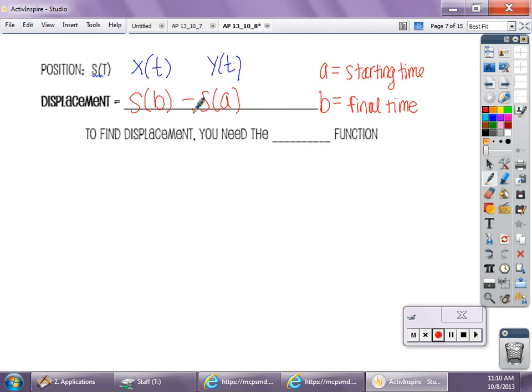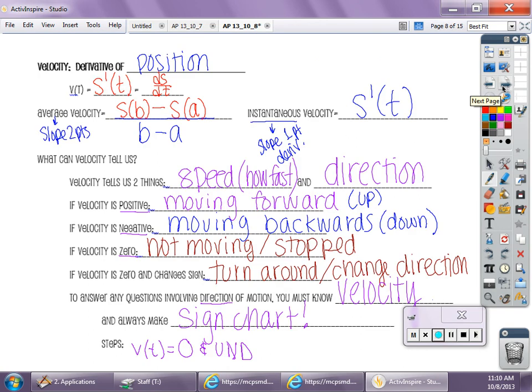To find the displacement, which function are we going to use? The position. Because we're going to start talking about a lot of functions today. All right? So, next piece. Look at all those notes.